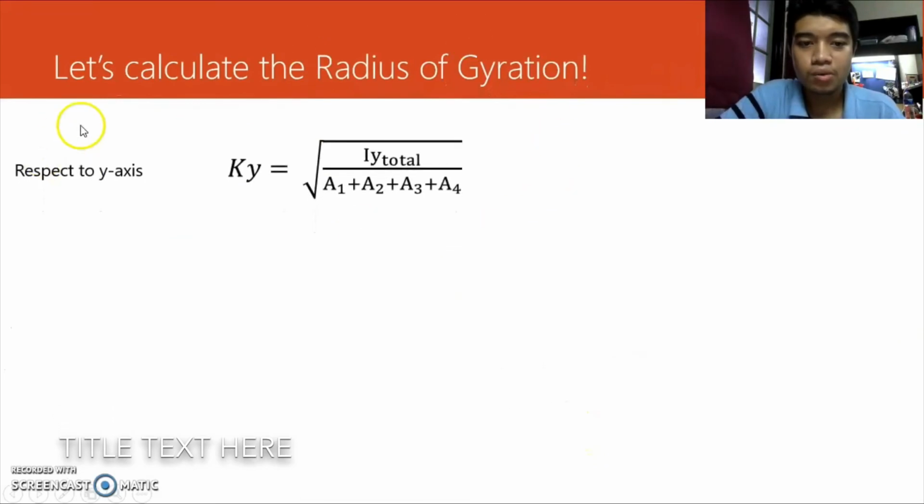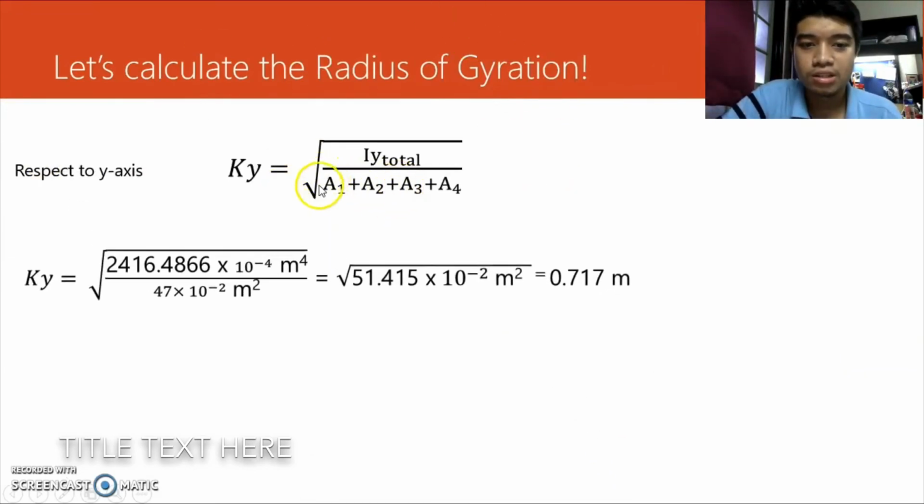And then I calculate the radius of gyration, which is the square root of the inertia Iy total divided by A1, area of part 1, plus area of part 2 plus area of part 3 plus area of part 4. This is the calculation of the radius of gyration with respect to the y-axis.